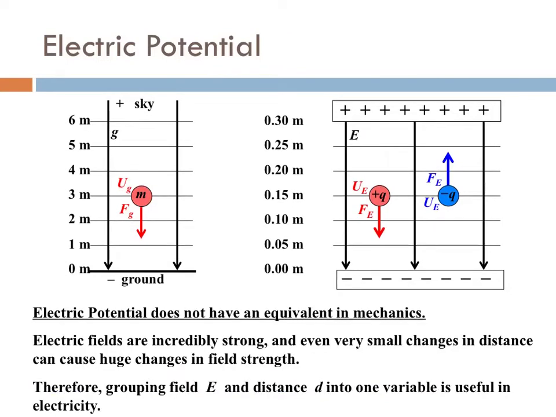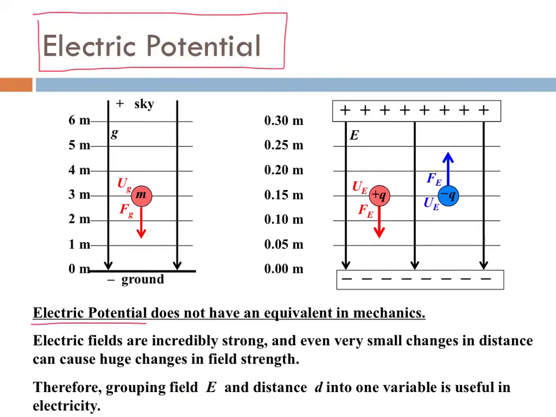Now, this is electric potential. It's very important that we acknowledge the difference between what we just talked about, which is electric potential energy, and now we're referring to electric potential. Electric potential does not have an equivalent in mechanics. So everything up until now, we've been referring back to potential energy or mass. Here, electric potential does not have a mechanics equivalent.